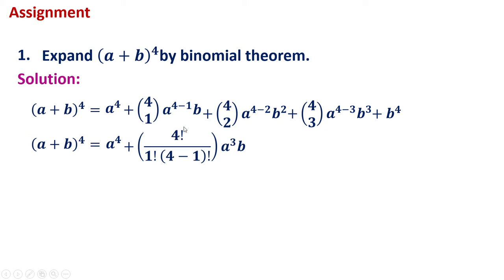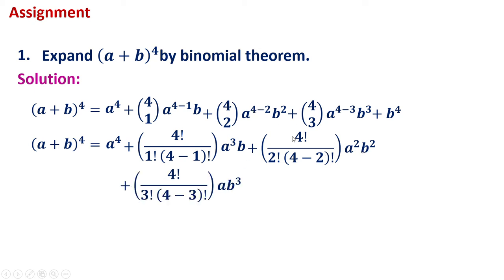So, 4 factorial over 1 factorial, multiply the quantity of 4 minus 1 factorial. So, we have a cubed b. 4 minus 1 is 3. Positive uli. So, 4 factorial over 2 factorial, 4 minus 2 quantity factorial, a squared kasi 4 minus 2 is 2. So, b squared. And then, 4, 3, quantity 4 minus 3 factorial, a, 4 minus 3 is 1, b cubed plus b to the fourth.